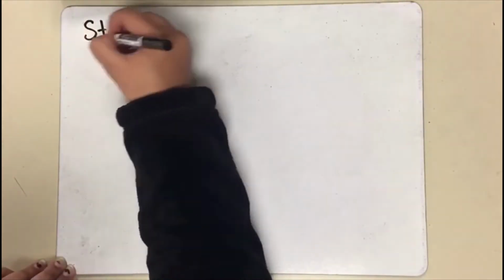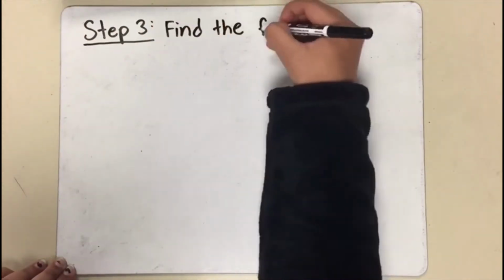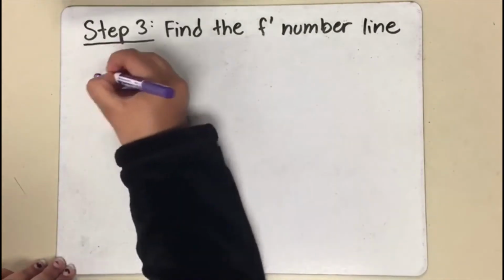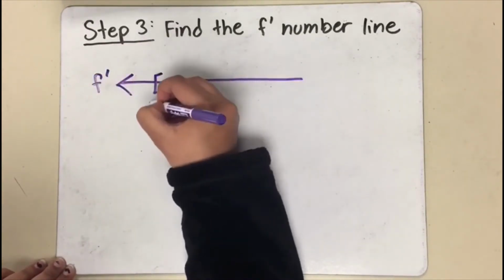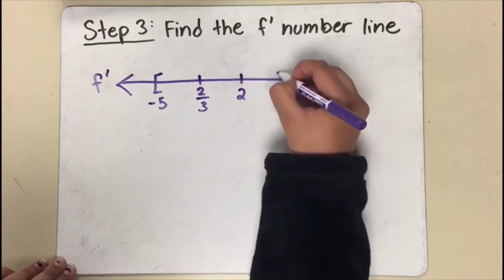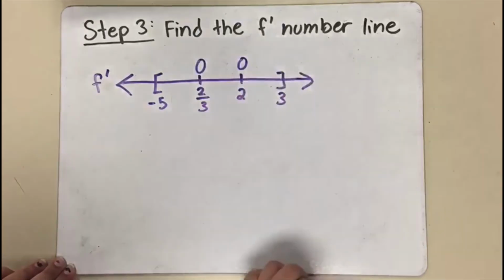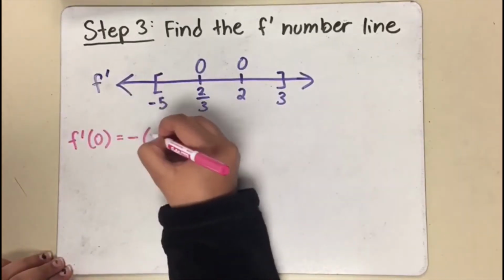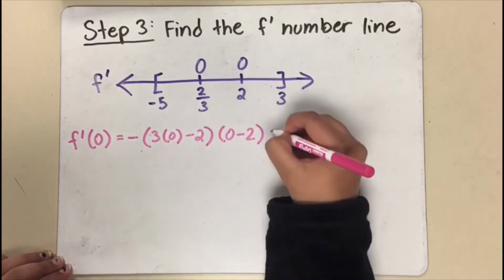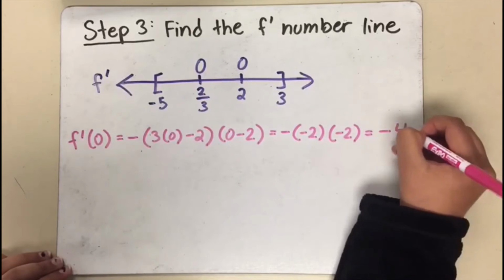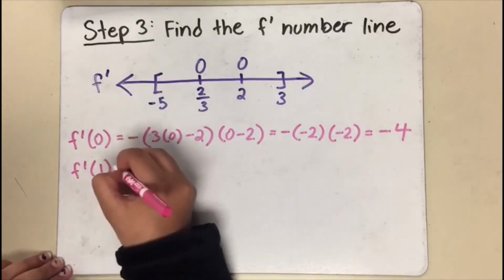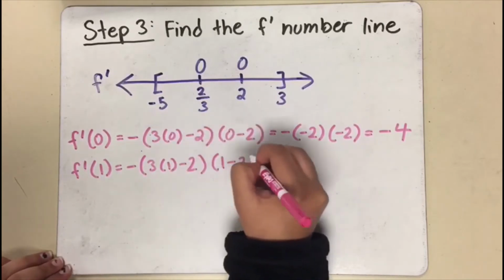After finding the critical points, we need to find the derivative number line. We can start by marking the bounds at x equals -5 and x equals 3, and the zeros at x equals 2/3 and x equals 2. Using simple algebra, we can find that f prime of 0 is equal to -4, f prime of 1 is equal to 1, and f prime of 5/2 is equal to -11/4.